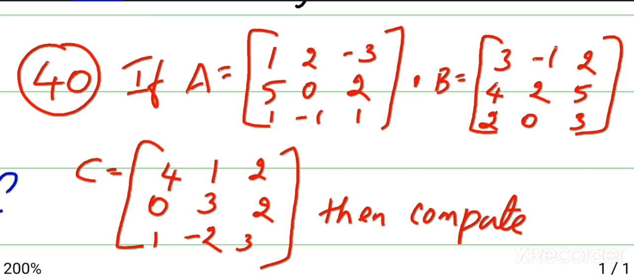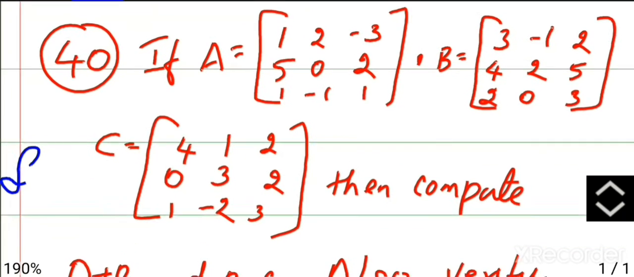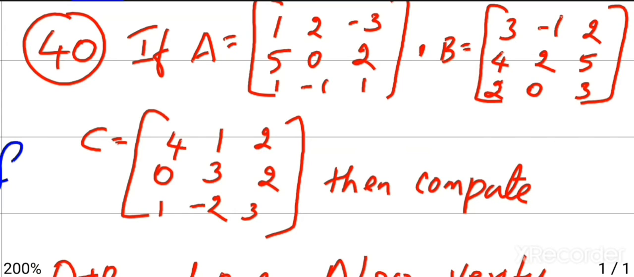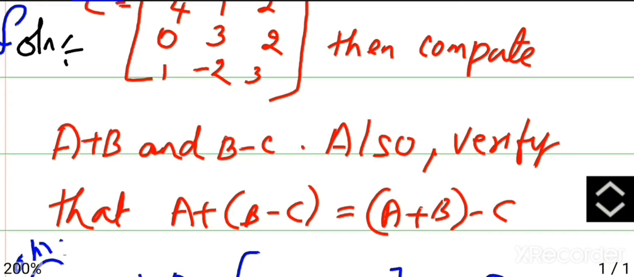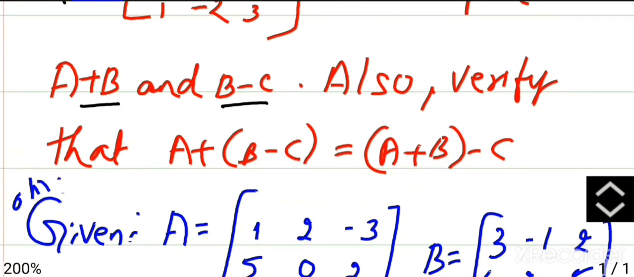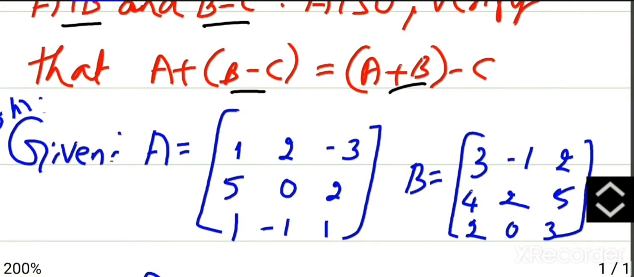So now question number 40. If A is [1, 2, -3; 5, 0, 2; 1, -1, 1], B is [3, -1, 2; 4, 2, 5; 2, 0, 3], and C is [4, 1, 2; 0, 3, 2; 1, -2, 3], then compute A + B and B - C. First you should find A + B and then B - C. Also verify that after finding this, A + (B - C) equals (A + B) - C. We have to prove the associative property.